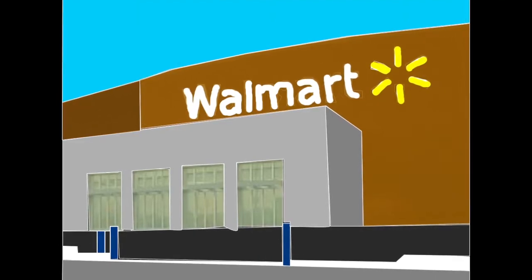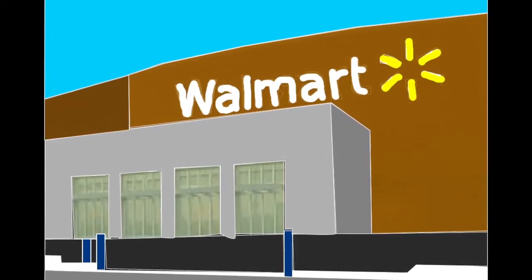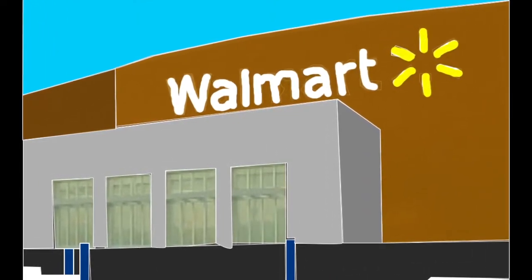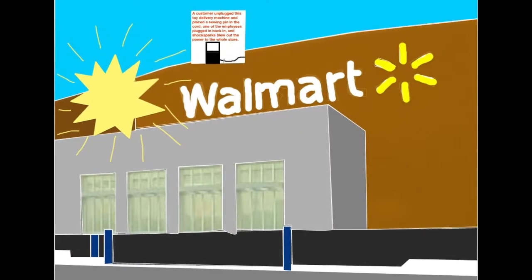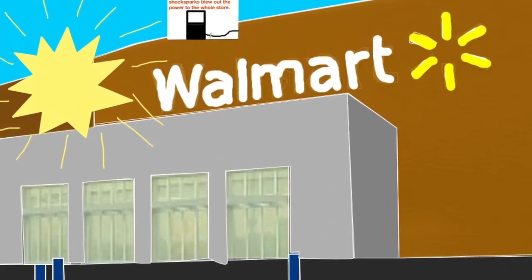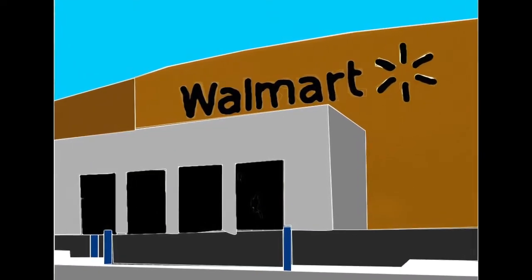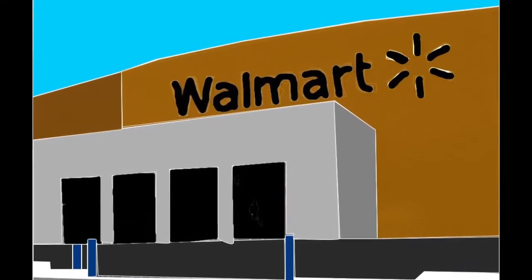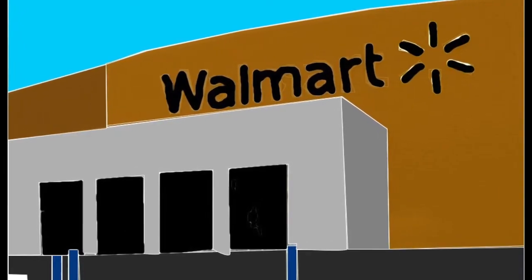In the department store right here, the power all went out because a customer got mad when the toy dispenser wouldn't give him what he asked for with a short timer and a defect in the system. He unplugged the machine and then placed a sewing pin in the electrical cord right near the machine. A store employee plugged the machine back in, and then shock sparks came out of the cord and blew out the power to the store.